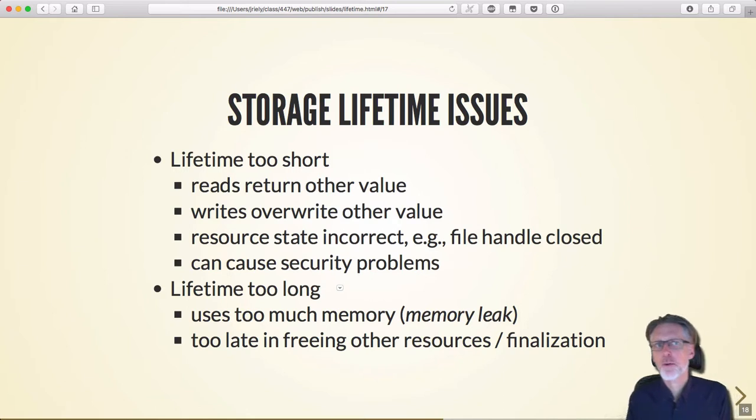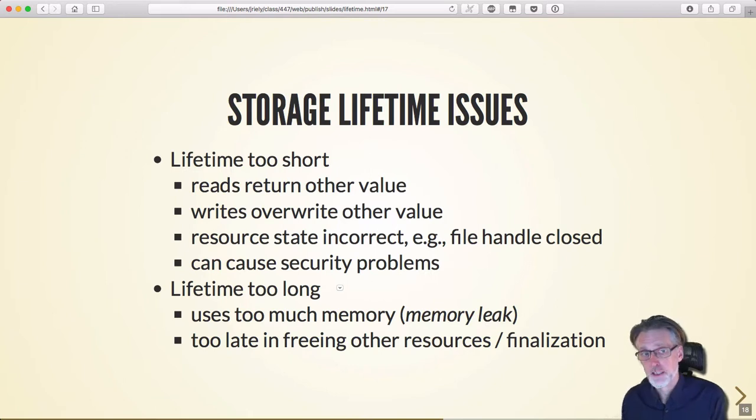So what can go right, what can go wrong? Well, if our program's good, we always have the storage when we need it and we don't use too much. But we can also have lifetimes that are too short, meaning that we've released some memory prematurely and we're still accessing it. That means we might read invalid data, we might overwrite something that's now being used for another purpose. We can have all sorts of security problems because of this.